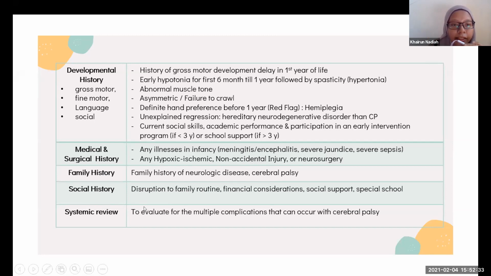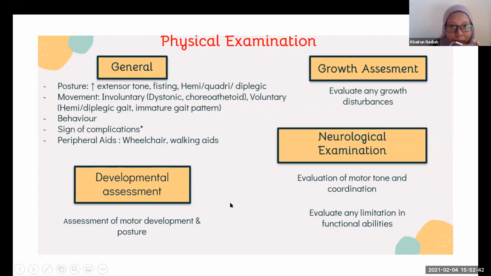And we also review the systemic to evaluate for the multiple complications that can occur with cerebral palsy. So for the physical examination, we look at the general. So we look at the posture, for example, increase in the extensor tone, fisting, hemi, quadri, or diplegic. The movement, involuntary, usually it is caused by dystonia or choreoathetosis, or voluntary, hemi or diplegic gait or immature gait pattern. We also look for the behavior, sign of complication, and if the patient uses any peripheral aids like the wheelchair or the walking aids.